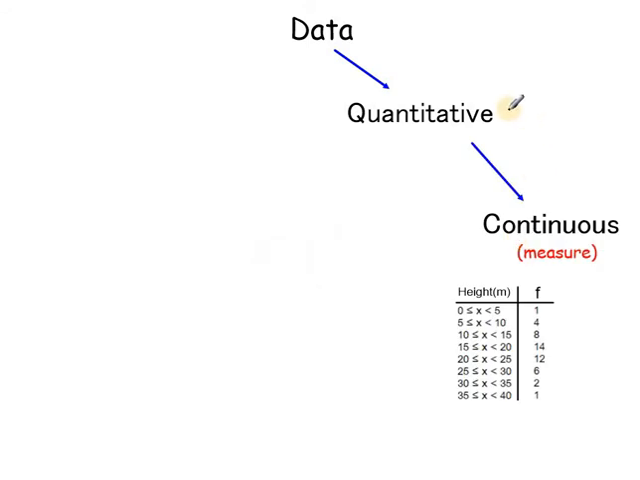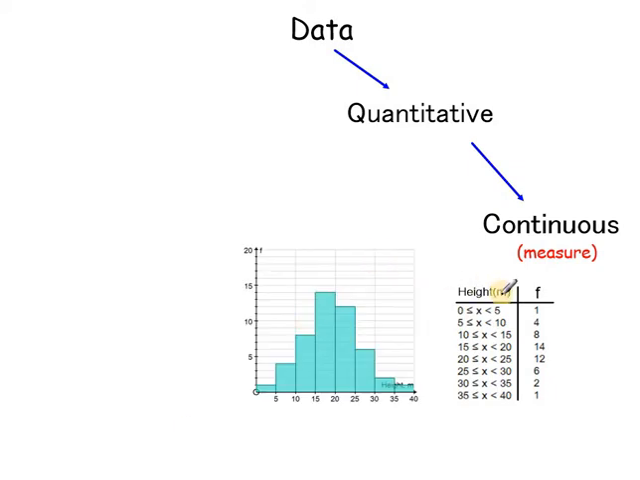An example of quantitative continuous data: we have the height of some oak trees. We have grouped data with frequencies. A histogram of this data: frequency versus height.